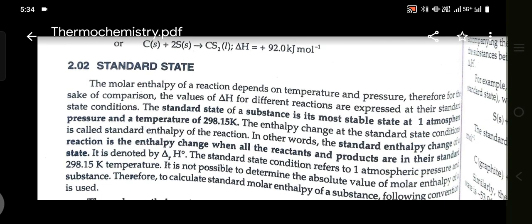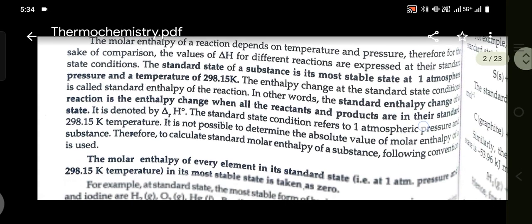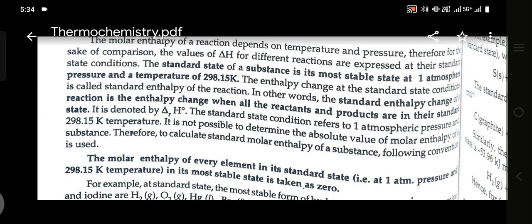Standard state. The molar enthalpy of a reaction depends on the temperature and pressure. Therefore, for the sake of comparison, the values of delta H for different reactions are expressed at their standard state conditions. The standard state of a substance is its most stable state at 1 atmosphere pressure and a temperature of 298.15 Kelvin. The enthalpy change at the standard state condition is called the standard enthalpy of the reaction. In other words, the standard enthalpy change of a reaction is the enthalpy change when all the reactants and the products are in their standard state.